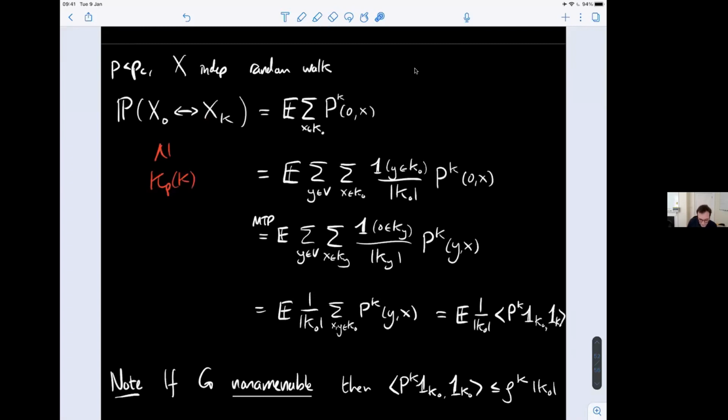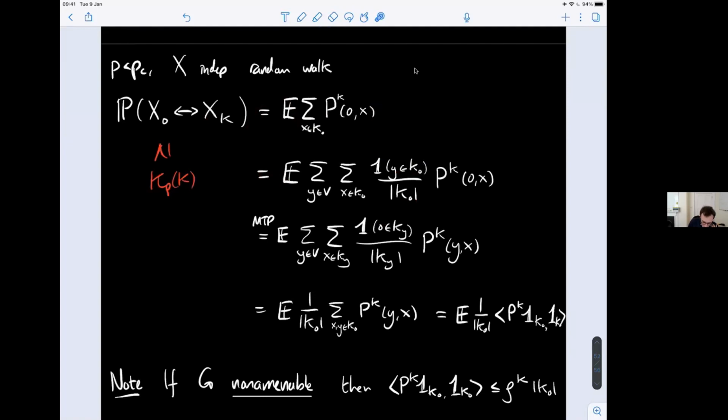Well, I can write this out. It's the expectation of the sum over the vertices in the cluster, that the random walk is at that vertex at time k, which is just this. What I can do next seems a bit silly, but I can introduce an extra variable y and sum over something that just sums to 1. So the sum over y, the indicator that y belongs to the cluster of the origin divided by the volume of the cluster of the origin. Then these two things are trivially equal.